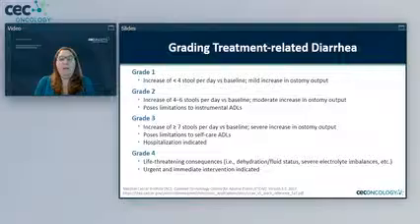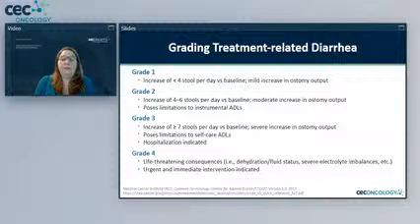and when they need to call us to tell us what's going on. So a grade 1 is an increase of less than or equal to 4 stools per day above what they normally have. And there may be a mild increase in the ostomy output. A grade 2 is an increase of 4 to 6 stools per day above their baseline, a moderate increase in their ostomy output. But really, the grade 2 poses limitations to instrumental activities of daily living.